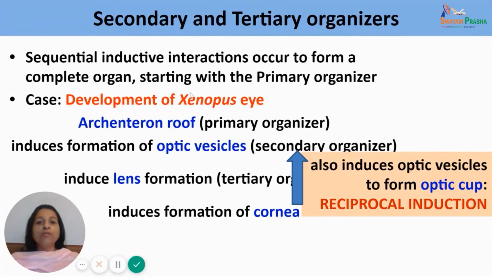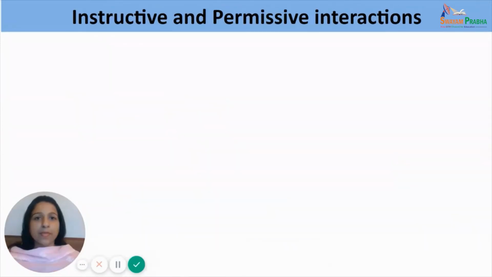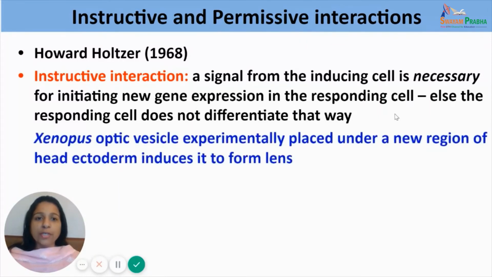So the formation of Xenopus eye involves the primary organizer, the secondary organizer, a tertiary organizer, as well as a reciprocal induction phenomenon. Then there is the concept of instructive and permissive interactions brought forward by Howard Holtzer in 1968. In instructive interaction, a signal from the inducing cell is absolutely necessary for initiating new gene expression in the responding cell. In the absence of a signal, the responding cell is not able to differentiate that way.